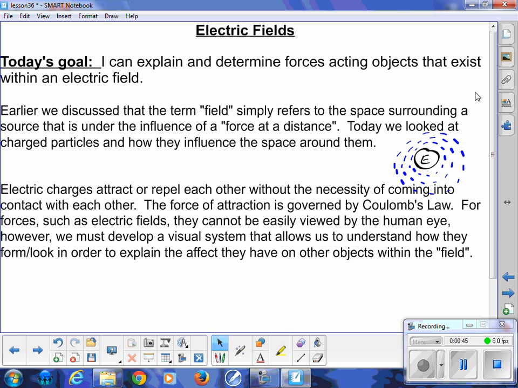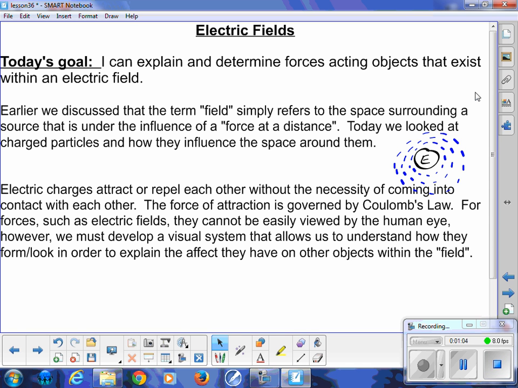So we're looking at a force at a distance. We're looking at not having to come into contact with an object, but being able to apply a force. So electric charges, we know they attract and repel each other, and they don't have to come in contact. So the force of attraction, we already did that in an earlier lesson. It's governed by Coulomb's law.